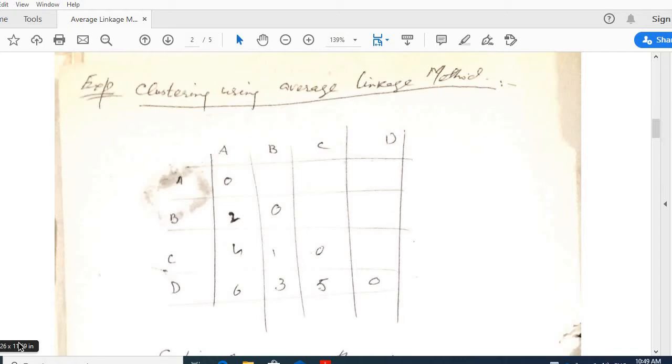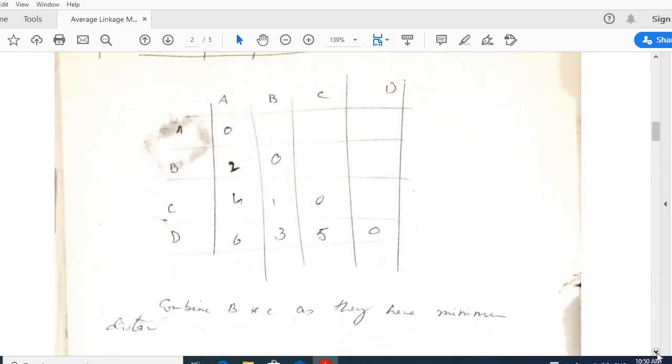In this example, there are four individuals. The distances between these four individuals are given here. Here we have to see, from these distances, the minimum distance between these individuals. You see the minimum distance is between two individuals, B and C. B and C have minimum distance, that is 1.